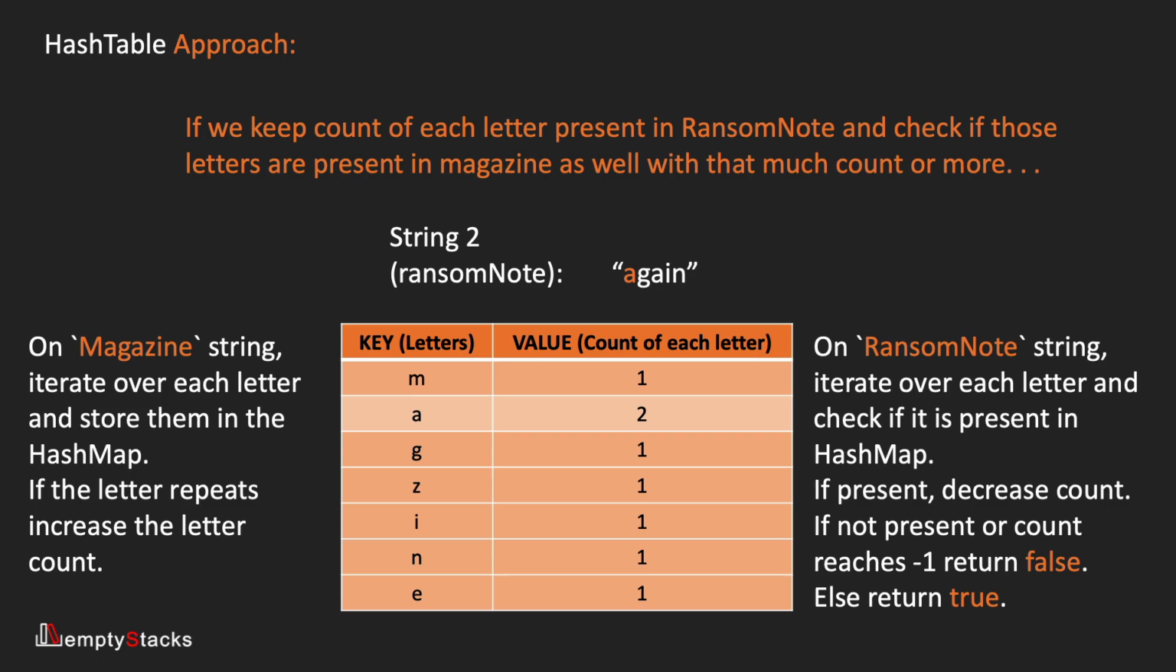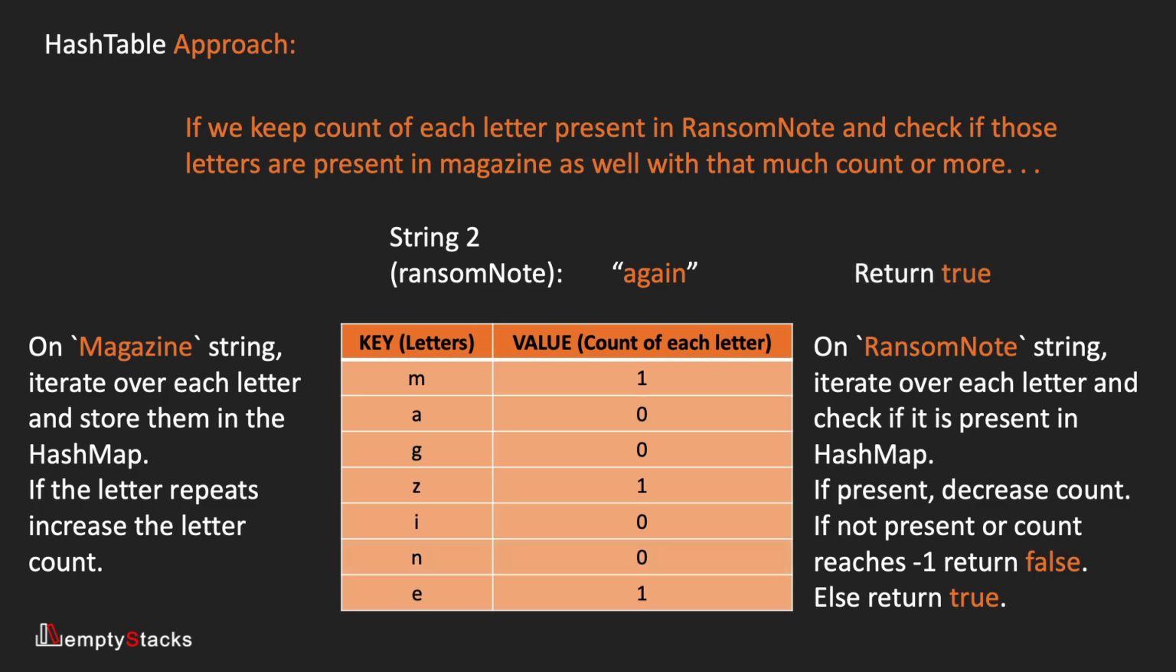We start with the first letter A, we find it in the map, so we decrease its count by 1. We move to the next letter G, we find it as well, so we reduce its count by 1. Next is A again, so again we reduce the count. Next we have an I, it is found as well, so we decrease its count. Finally, we have an N and it is also present in the map, so we decrease its count. Since we have reached the end of the string and all values were present in the map with count more than 0, we can return true.